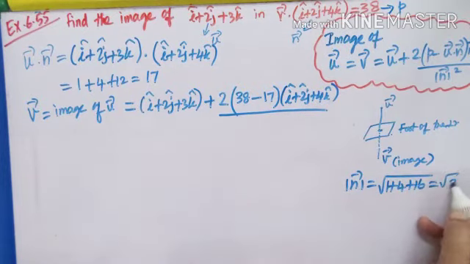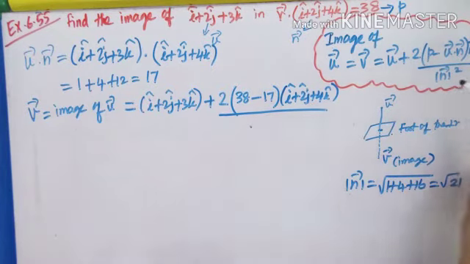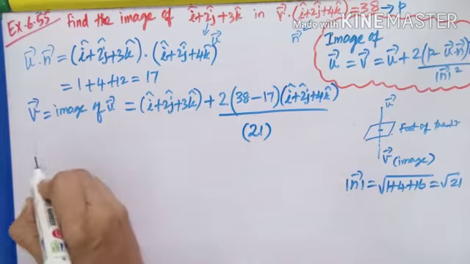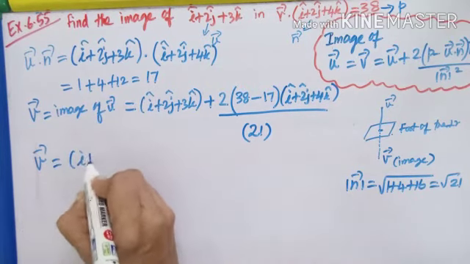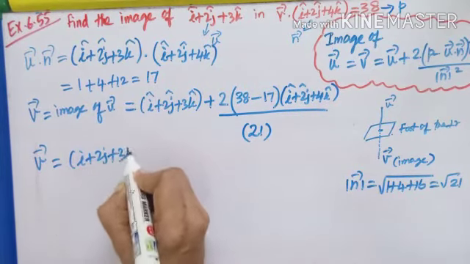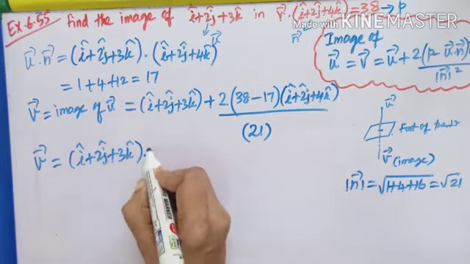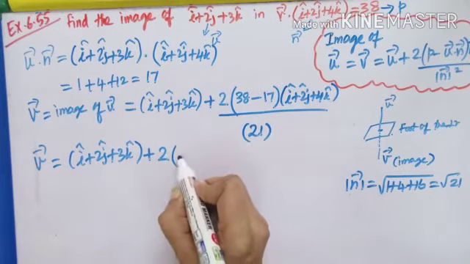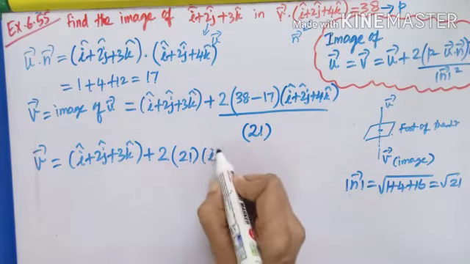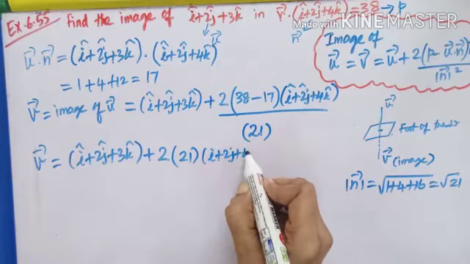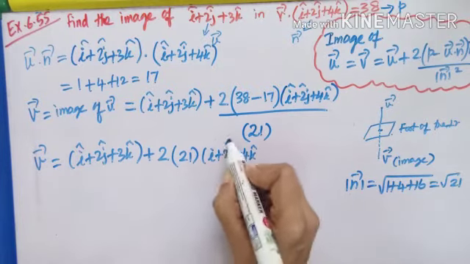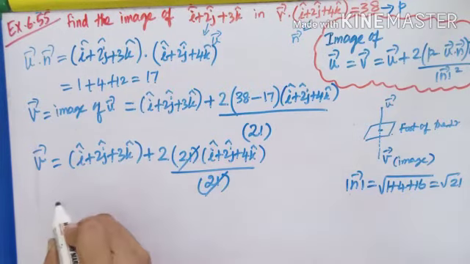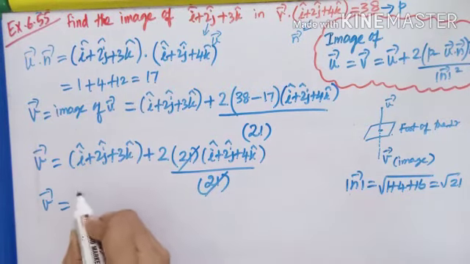The total is root of 21. So I get mod N squared, which is simply 21. Simplifying this answer, I plus 2j plus 3k plus 2 into 38 minus 17 is nothing but 21 into I plus 2j plus 4k divided by 21. 21 gets cancelled, so we shall add and write the answer.